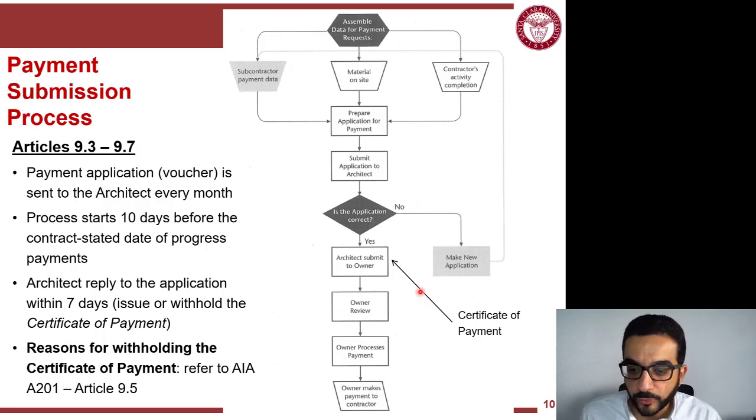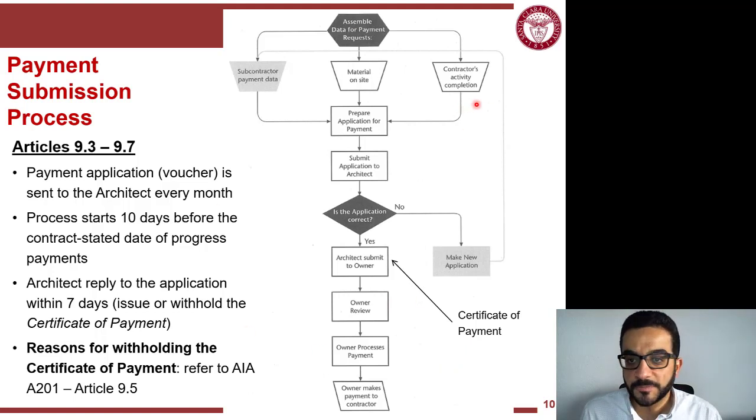But once the architect approves the payment apps, they send it to the owner for review and approval. Once the owner approves that also, which is mainly not from the technical, work aspect, but more from the accounting aspect, making sure that you're paying what is approved by the contract, the owner's accountants will approve that, and then the owner will make payments to the contractor. So it's a lengthy process.